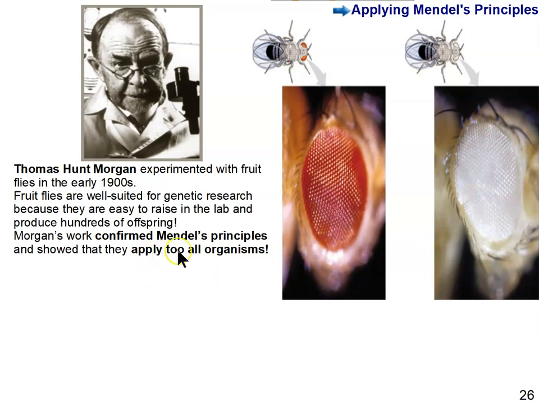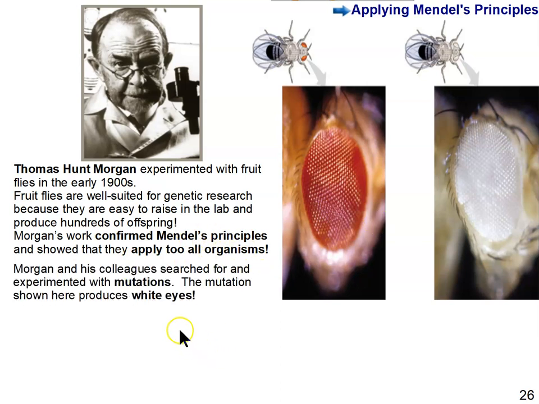What he ended up doing in his work with fruit flies is confirming Mendel's principles, the idea that Mendel's principles don't just apply to pea plants, they apply to every living thing on the planet, all organisms, including fruit flies. So not just plants, but animals, and all species.